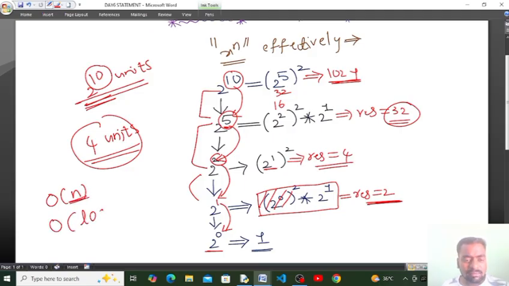Whereas the binary exponential time complexity is order of log n, right? Why is it order of log n? Because every time I am dividing the problem into two problems. 2 power of 10 I am making into two halves, so 2 power of 5 into 2 power of 5. And 2 power of 4 I am making into 2 power of 2 into 2 power of 2. Like that, every problem I am dividing into two problems. So that's why the time complexity is order of log n. So now let us see the coding part.